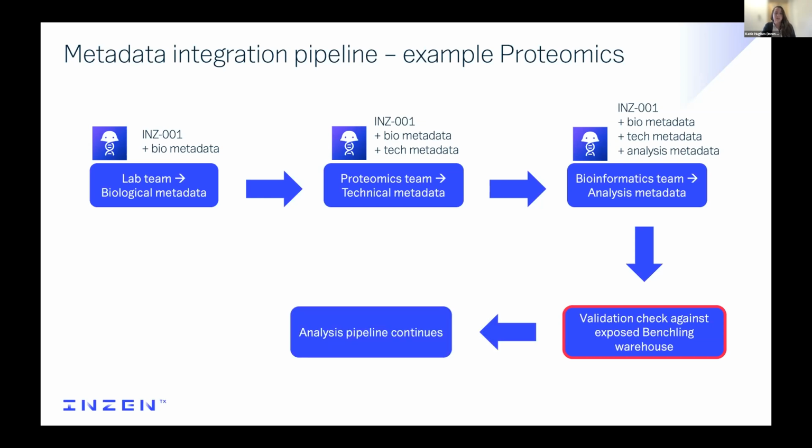If the validation check passes, then the analysis pipeline continues. And finally, we commit our results to LabKey. Now, this is a commit very similar to what you would think of as a Git commit. So we can revert our commits, but the data should be correct based on our validation checks. But we consider this very similar to a Git commit.